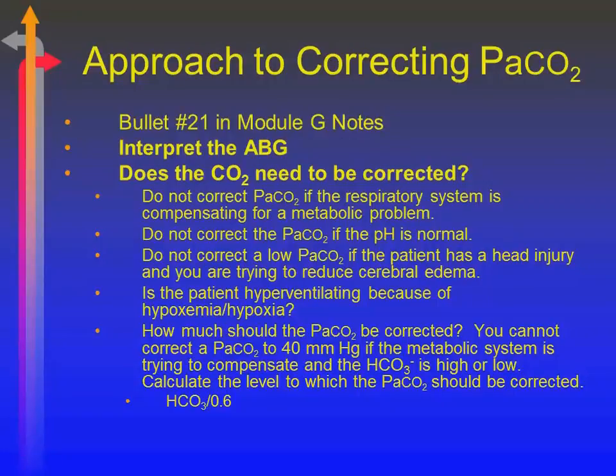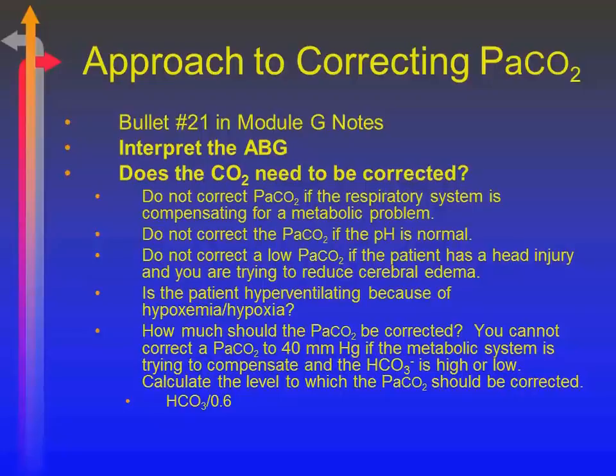Part of this exercise is, first of all, interpreting the blood gas, and then evaluating whether or not the CO₂ needs to be corrected. We're not going to correct the CO₂ if the respiratory system is compensating for a metabolic problem. If I have a metabolic alkalemia and hypercapnia secondary to a compensatory mechanism, I'm not going to fix the CO₂. I'm going to leave it alone. I'm not going to fix the CO₂ if the pH is normal. That's a fully compensated respiratory acidosis, and I'm not going to mess with it.